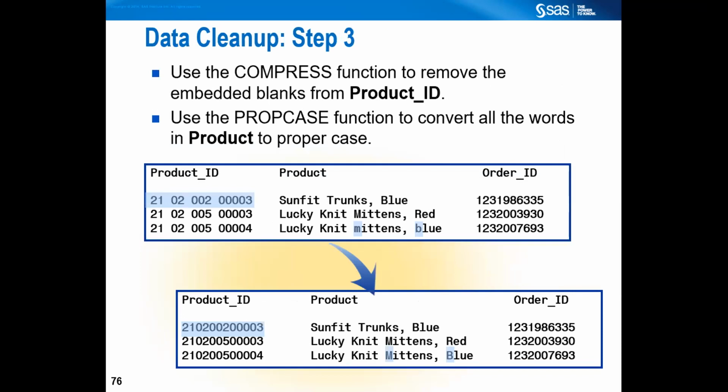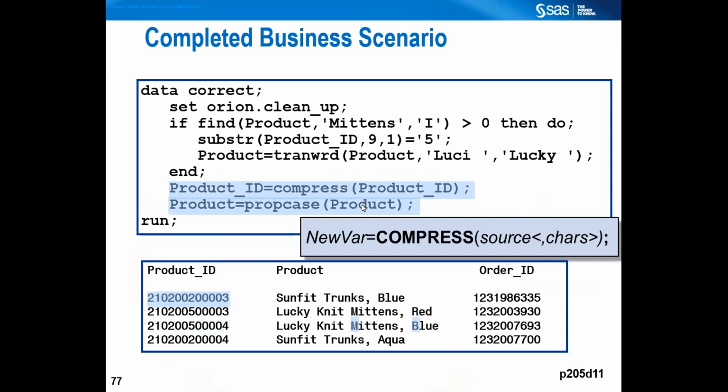But before that, just understand your next scenario: you have to make this into proper case and you have to remove the spaces between your product ID. So the best way is to use the compress function to remove the embedded blanks, and we can use the propcase function to apply proper case on your product. So now you are moving ahead to finish up with the data step.